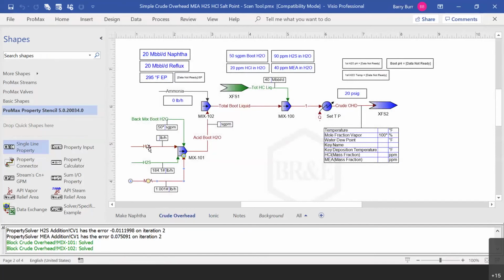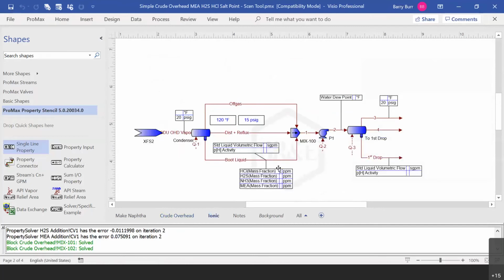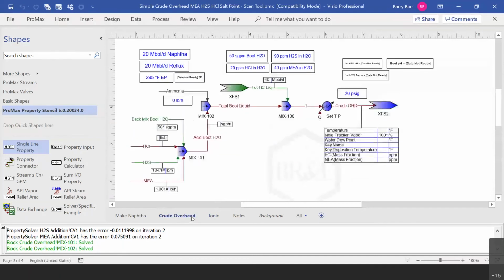So there are three solvers simultaneously trying to adjust their flow rates until the boot liquid here has the right composition. So getting those three solvers to converge through this time-consuming electrolytic flash, that's what makes this model take several minutes to run.